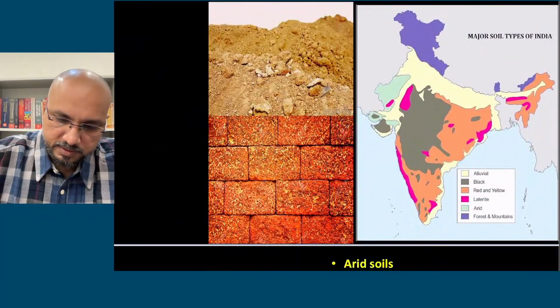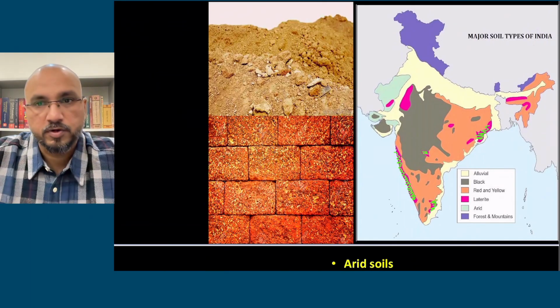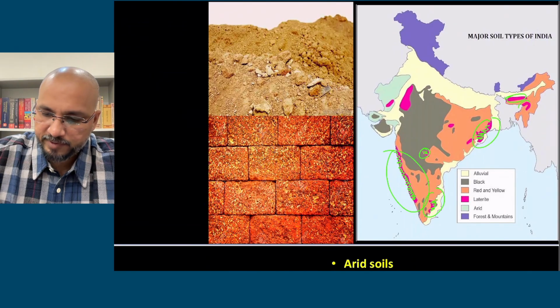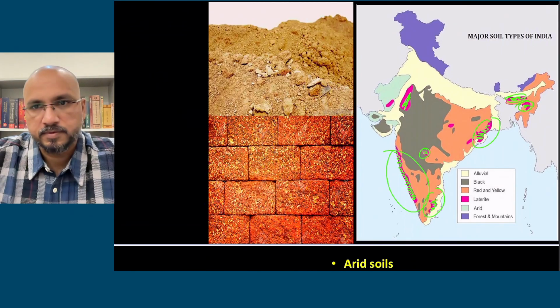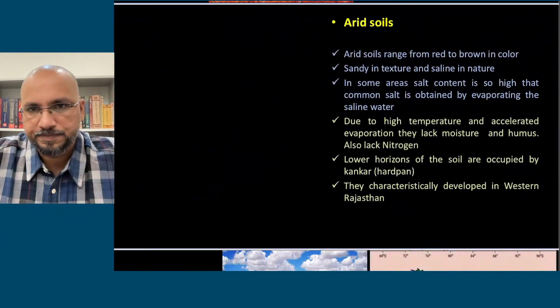So this dark colored area, your foothills, parts of Orissa, Tamil Nadu, some parts of even Andhra Pradesh, here you will find laterite soils. You will also find them in Meghalaya and the northeast, also in some parts of Rajasthan. So that is your laterite soil.